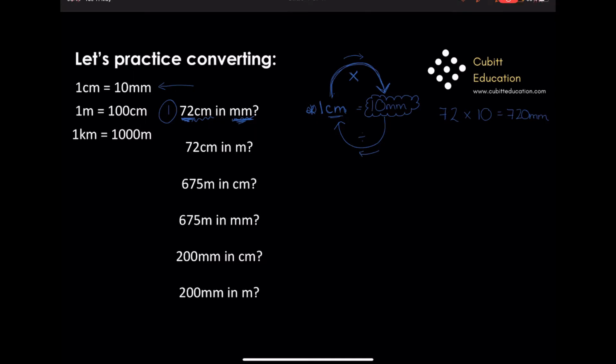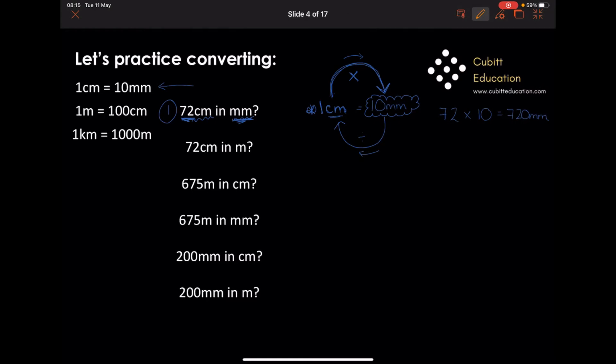Okay? Now, let's change the colour for a second, because my next question asks me what 72 centimetres is in metres. Well, for this question, I need to use this conversion. If 1 metre equals 100 centimetres, what is 72 centimetres in metres? So I can write down 1 metre equals 100 centimetres. I can draw my arrows, and I can put times at the top and divide at the bottom.